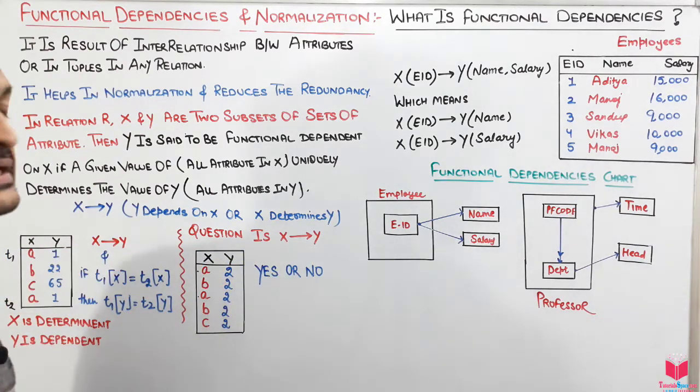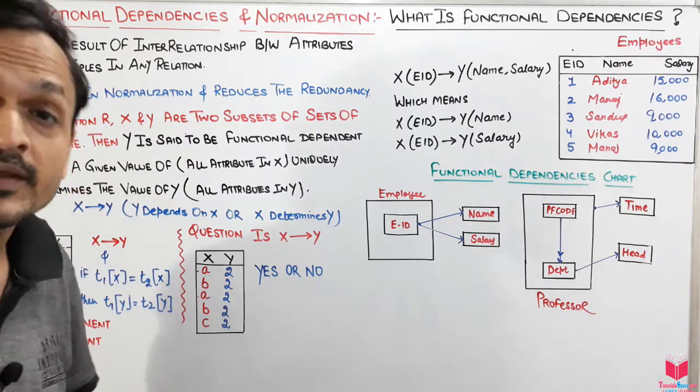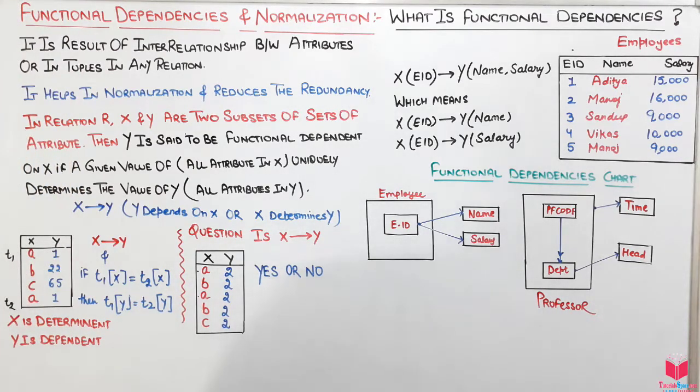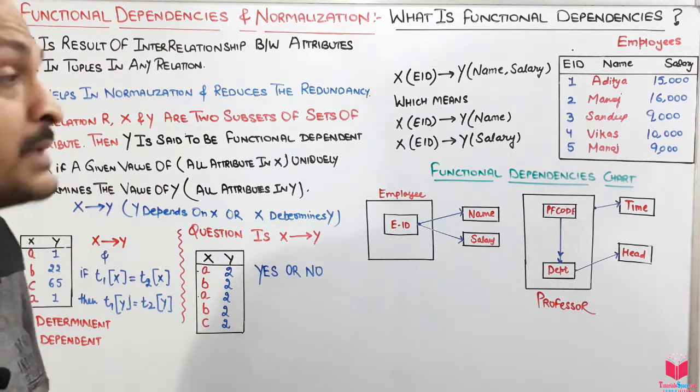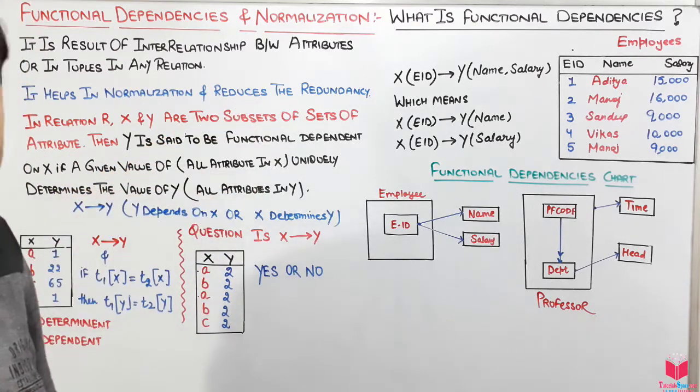It helps in normalization and reduces redundancy. At the time of normalization, we use the functional dependencies concept, which helps in reducing redundancy.